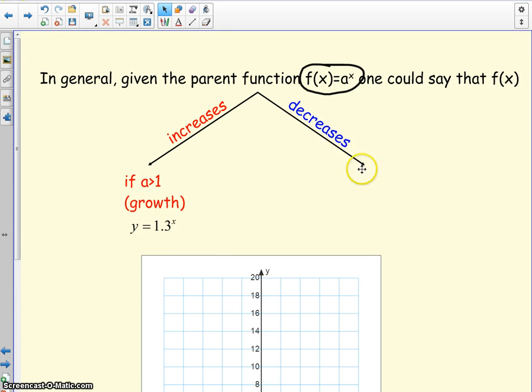Okay, if we want an exponential that's decreasing, we'd be looking at a base that's between 0 and 1. Now again, we can't have a negative base with these. It wouldn't make any sense given the situation. So if you have a base between 0 and 1, it'll be a decreasing exponential, which will model decay. So 0.2 to the x would be an example of that.